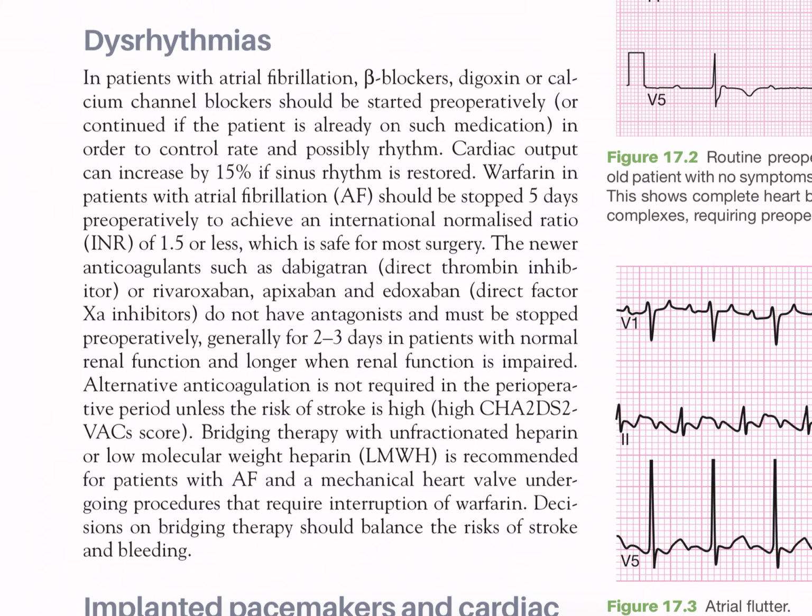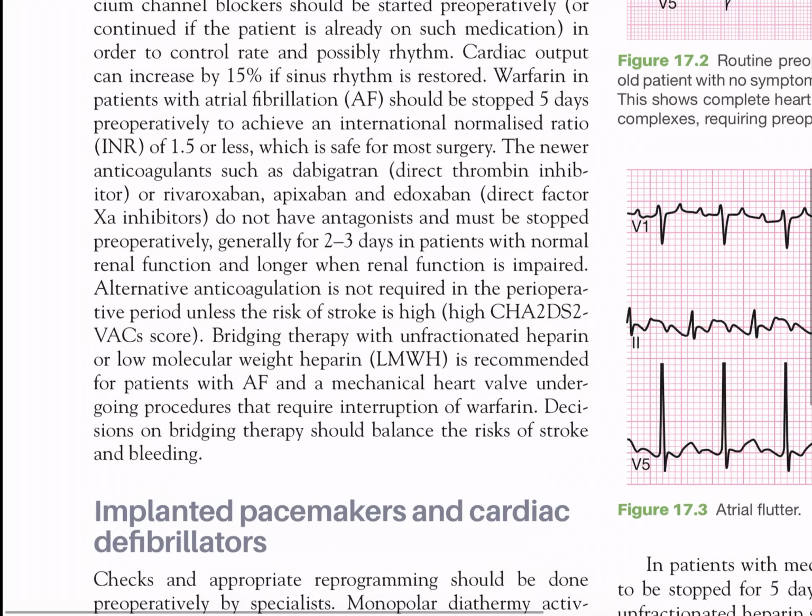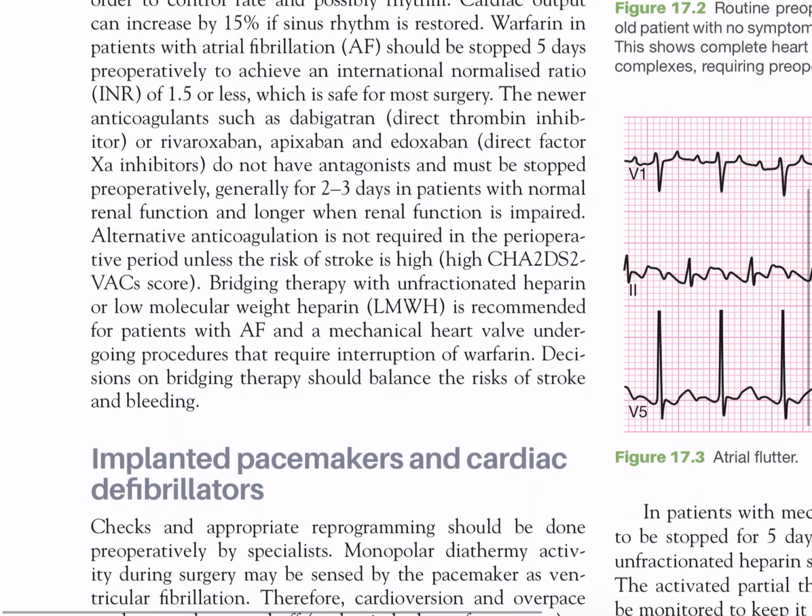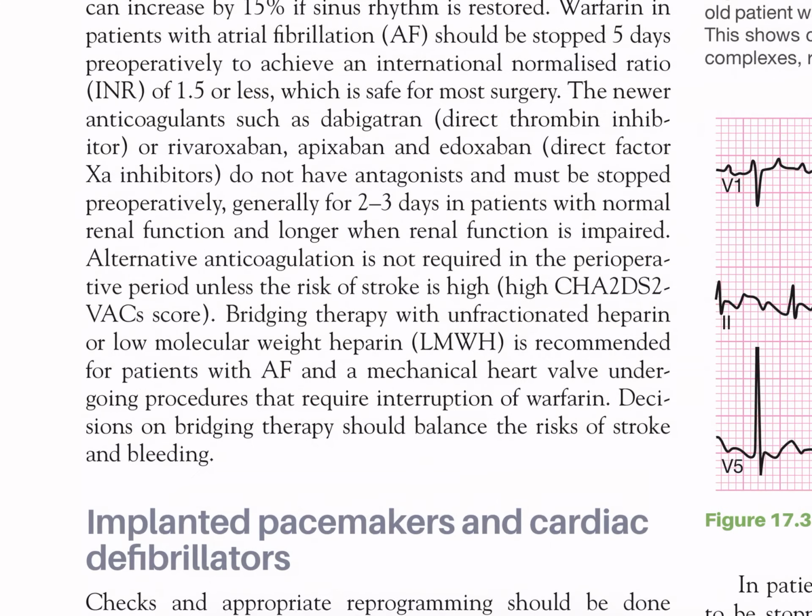The newer anticoagulants, such as dabigatran, a direct thrombin inhibitor, or rivaroxaban, apixaban and edoxaban, direct factor 10A inhibitors, do not have antagonists and must be stopped preoperatively, generally for 2 to 3 days in patients with normal renal function and longer when renal function is impaired. Alternative anticoagulation is not required in the perioperative period unless the risk of stroke is high. High CHADS2-VASc score bridging therapy with unfractionated heparin or low molecular weight heparin is recommended for patients with atrial fibrillation and a mechanical heart valve undergoing procedures that require interruption of warfarin. Decisions on bridging therapy should balance the risks of stroke and bleeding.